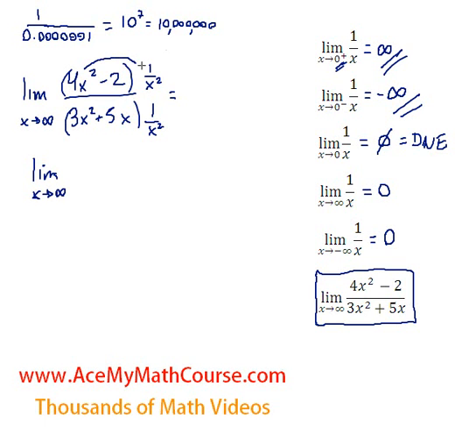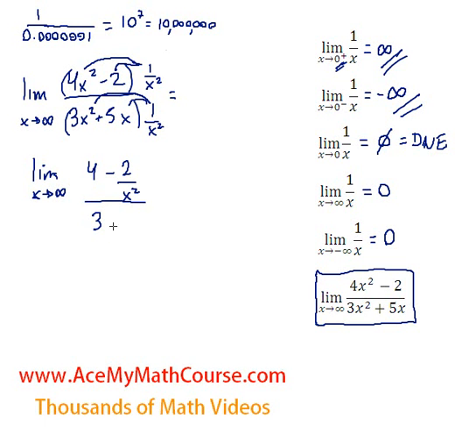I can distribute the 1 over x squared both ways here. 4x squared times 1 over x squared is just 4, because the x squareds cancel out. Then we also have negative 2 times 1 over x squared. All over, I'm also distributing 1 over x squared this way. So we get 3x squared times 1 over x squared, which is again just 3, because the x squared and the x squared cancel out.